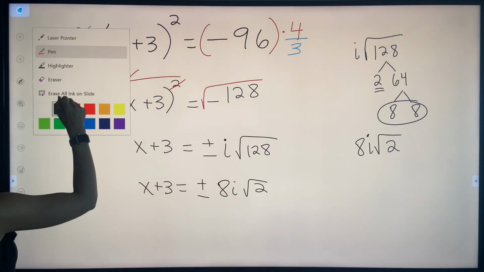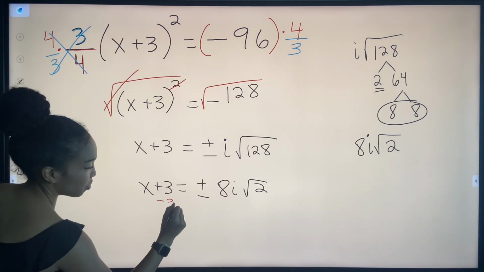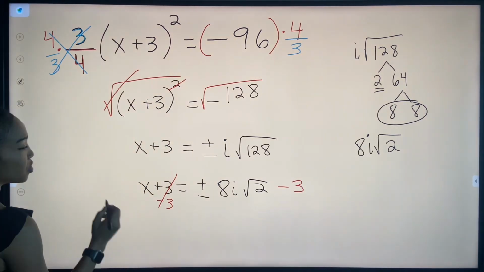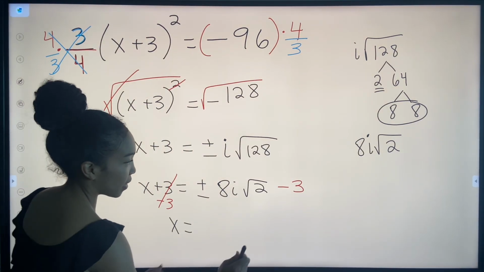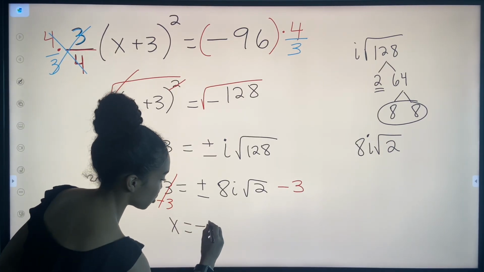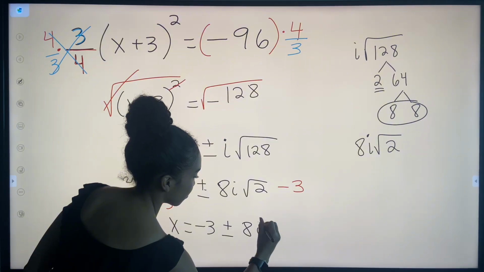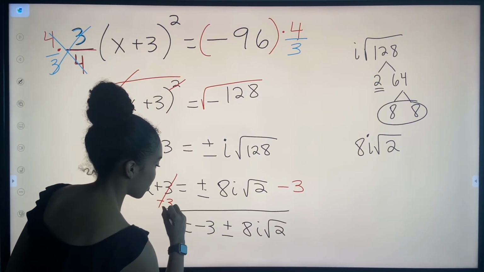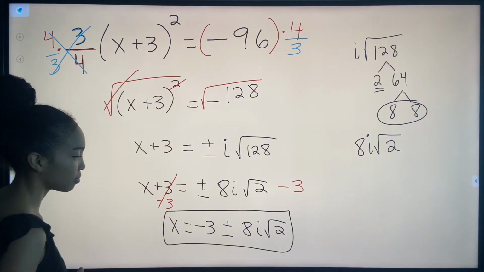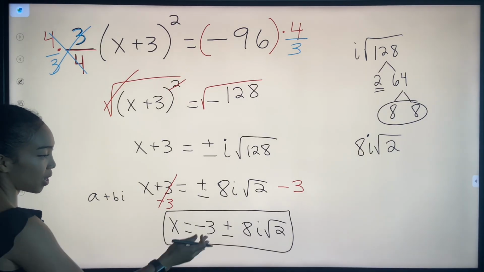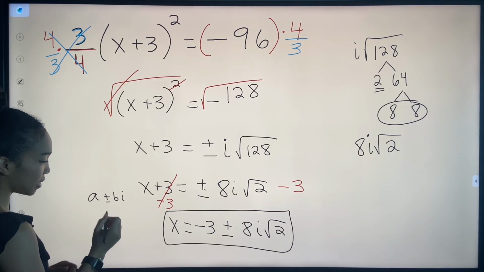The last thing we're going to do is subtract 3 from both sides. So my final answer is x equals, I like to put the real number first and the imaginary part in the back. So that it is in the proper format, a plus bi. And since we have two answers, plus or minus bi.